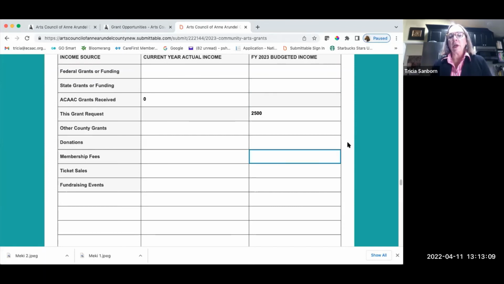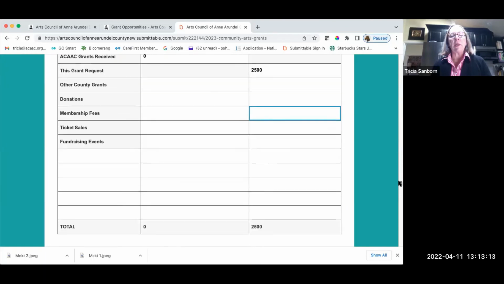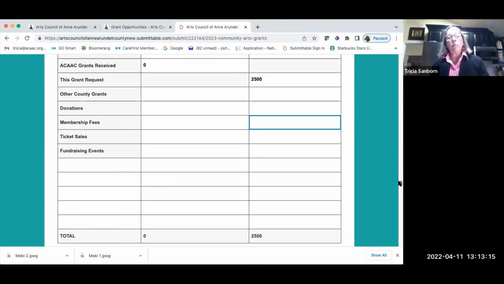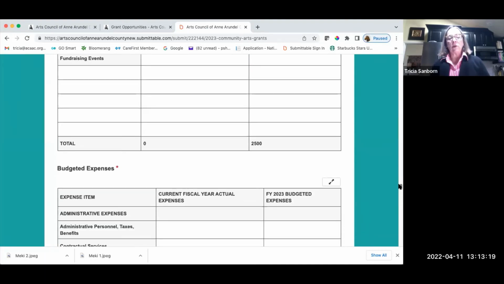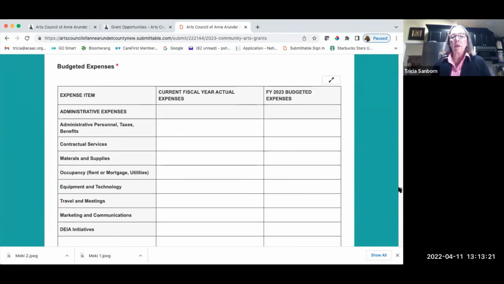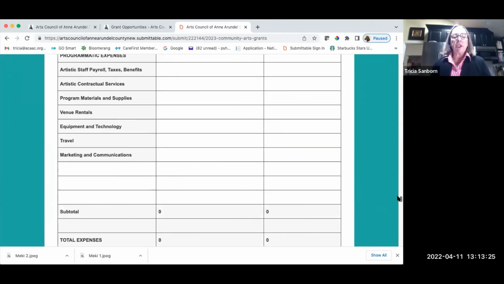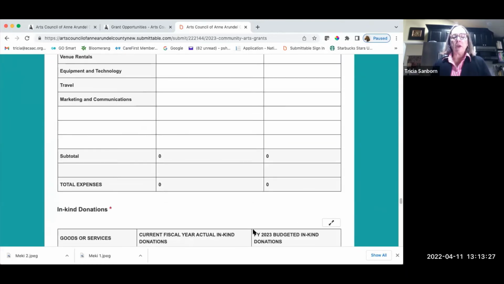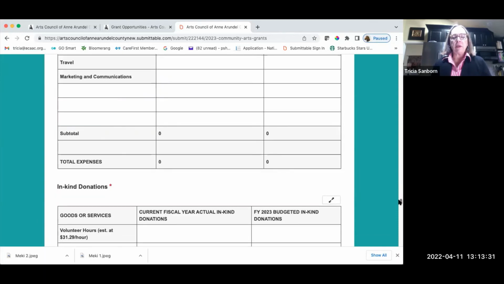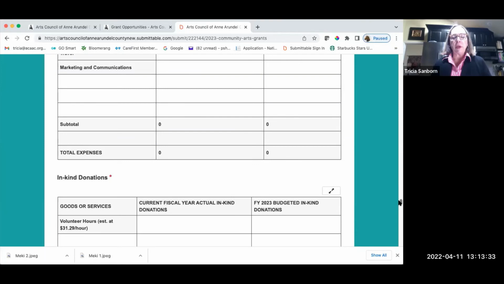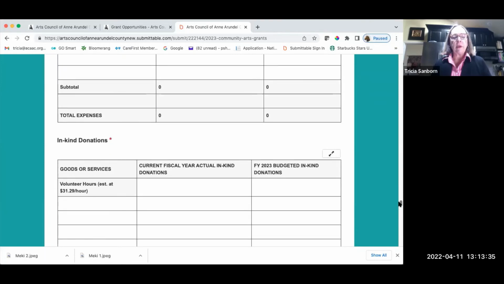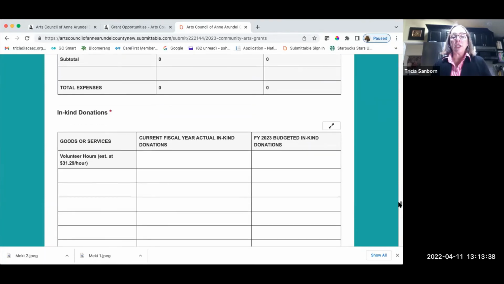These are just big buckets. We're not in the weeds on the budget. We just want to see what part of your budget comes from ticket sales or membership fees or whatever the category is. And again, back to expenses. This will all add up down here. Make sure it's all adding up and make sure you didn't accidentally put a period or a comma in.